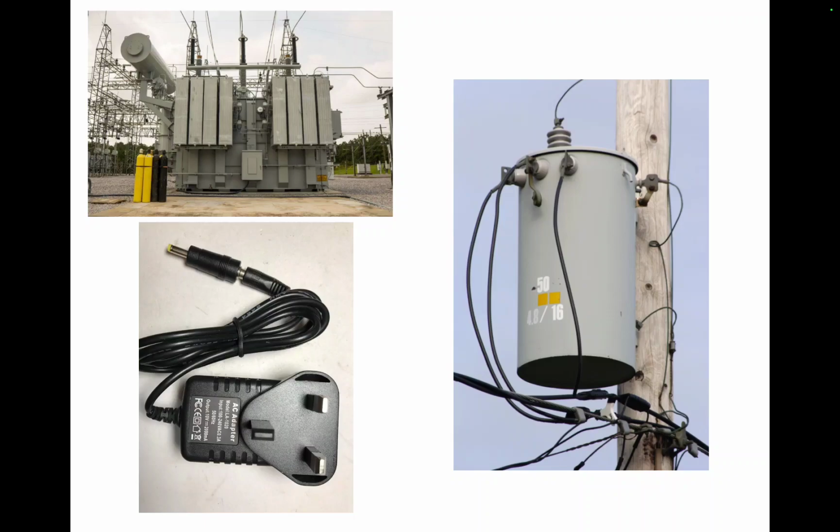So mobile phone chargers have a transformer inside to reduce the voltage from 240 volts on the mains supply down to, on this one you can see it's going down to 10 volts. Alright, let's carry on.